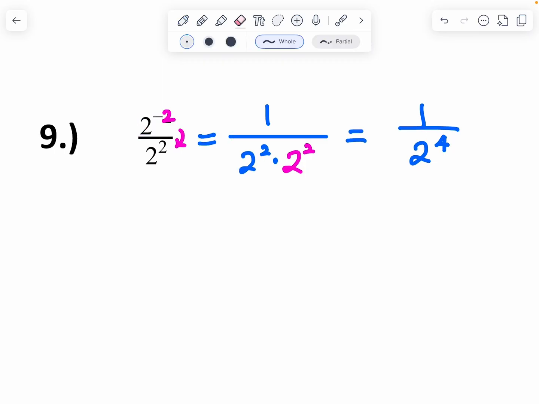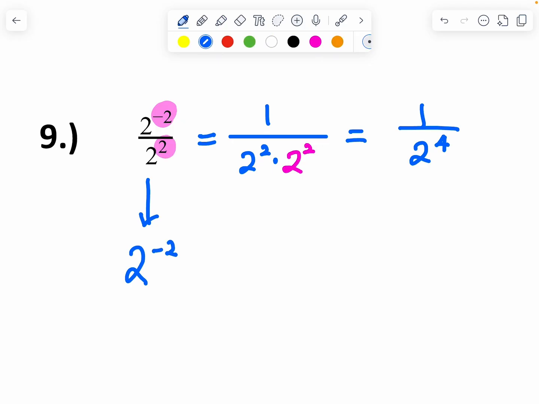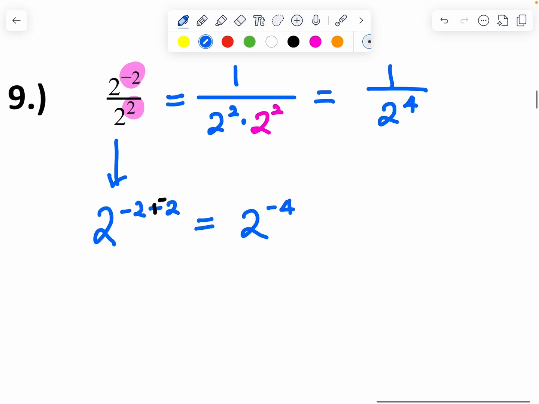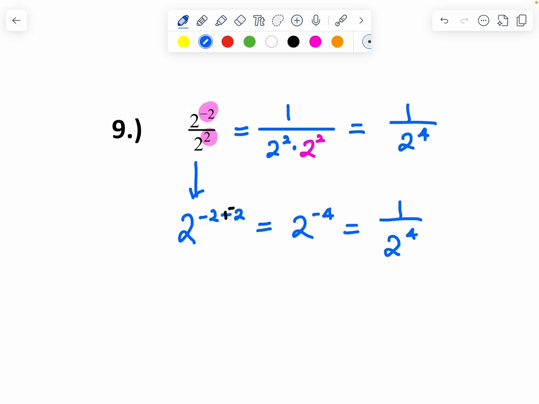Okay? All right, let's do this using the quotient rule. So over here, it's the same base 2. And remember, for your exponents, you got to do the top exponent minus the bottom exponent. Top exponent is -2, and the bottom exponent is 2. And you got to, again, subtract the bottom exponent. This is 2 to the power of, we got to do plus the opposite, and that turns into -4. And remember, your answer cannot be in negative exponents. You turn this into 1 over 2 to the power of +4. Okay? And as you can see, it's the same answer.